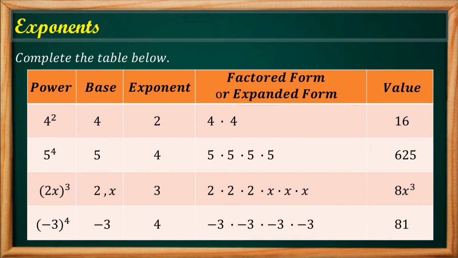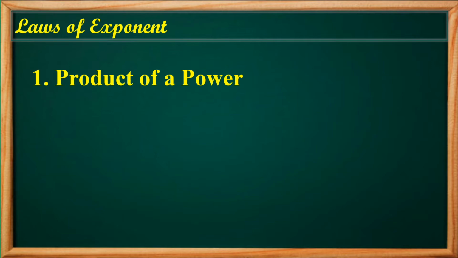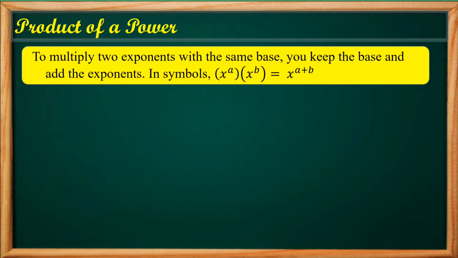Now let's proceed to the laws of exponents. We have here the different laws of exponents. The first one is the product of powers. To multiply two exponents with the same base, you keep the base and add the exponents. In symbols, x raised to the power of a times x raised to the power of b is equal to x raised to the power of a plus b.